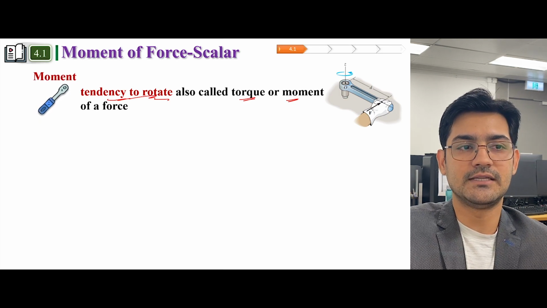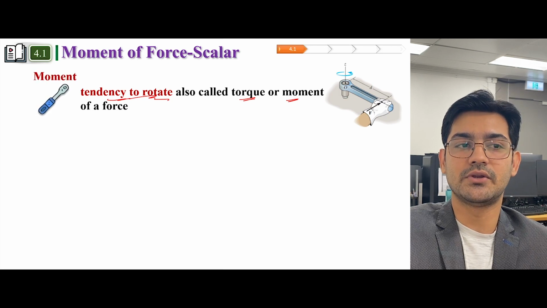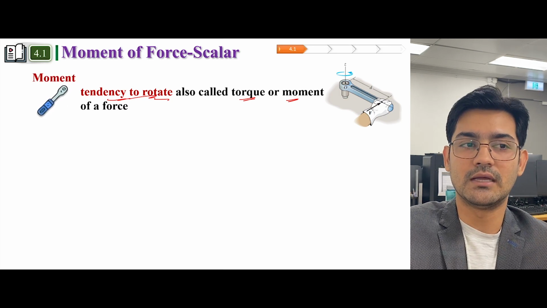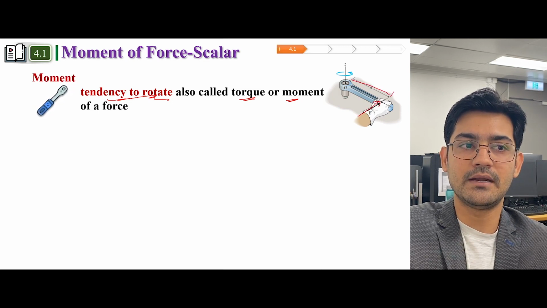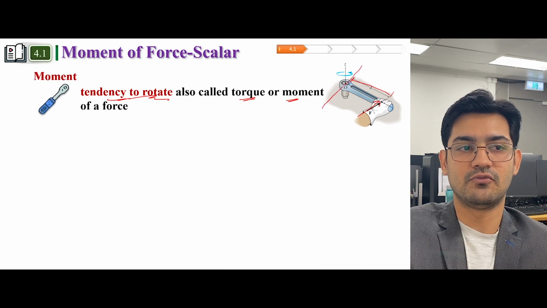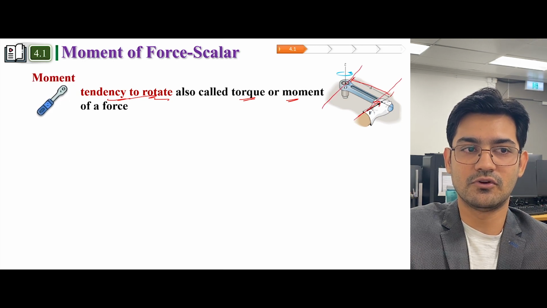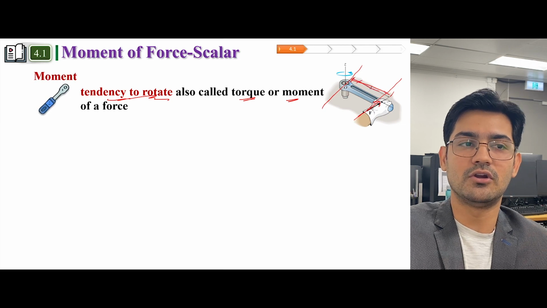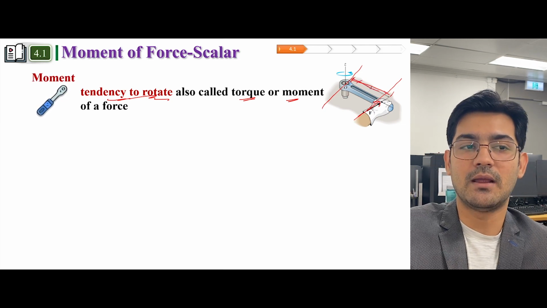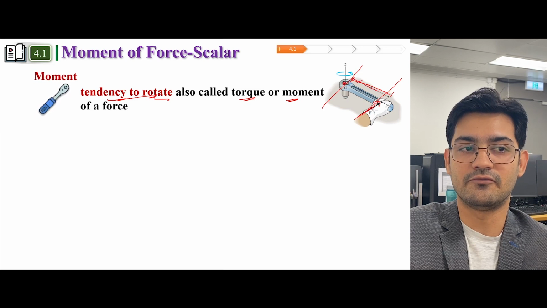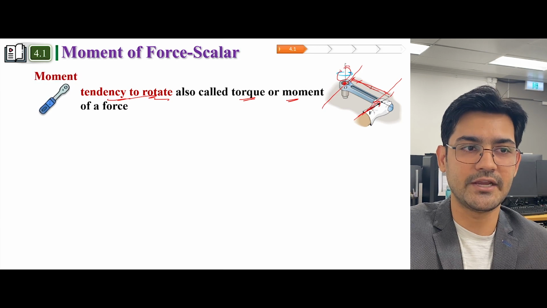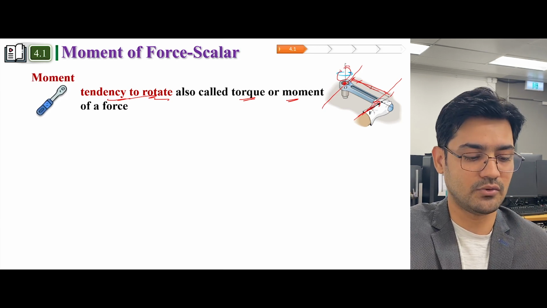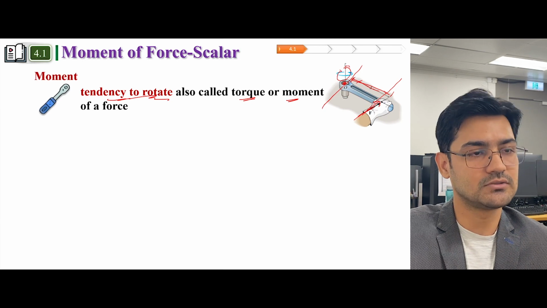Now, for example, imagine this wrench, and a guy is using this wrench to unscrew a bolt. Now, how will he unscrew a bolt? He will apply a force, and the distance has to be perpendicular to the line of action of the force. So this is the line of action of the force. Now you can imagine that by applying a force further from the point, it will add some rotation, and this rotation will help to unscrew this bolt. Now this rotation is called moment.